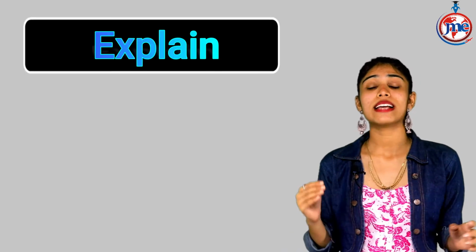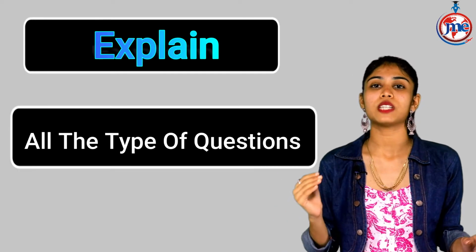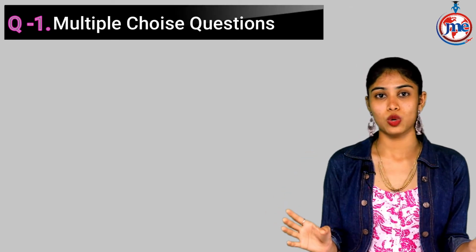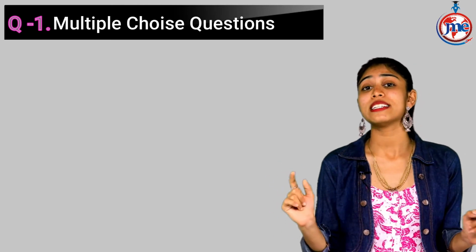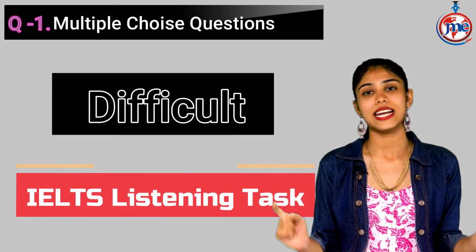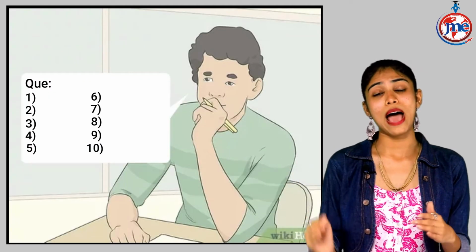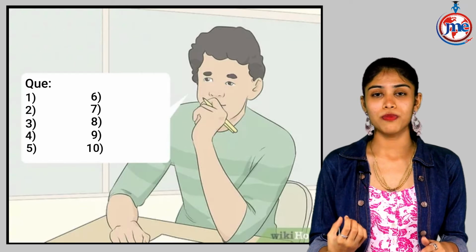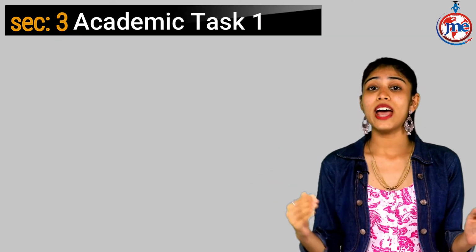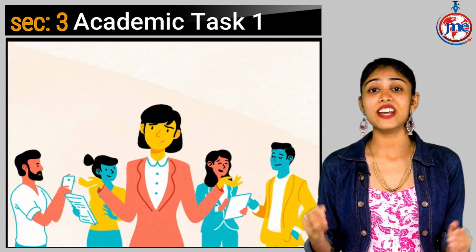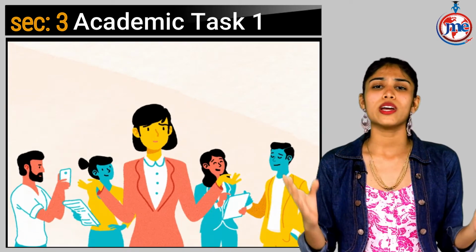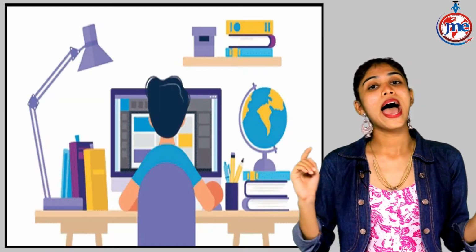Now I am going to explain to you in detail about all the types of questions. So let's begin with question type number 1, and that is about multiple choice question. Now multiple choice question is quite difficult in your IELTS listening task, because sometimes it happens like there will be 10 options and you have to pick out 3 to 4 answers from that, so it becomes quite difficult. And especially it comes in section 3, where 3 to 4 speakers are speaking and you have to identify person names, so it is quite difficult. So you have to do as much practice as possible.